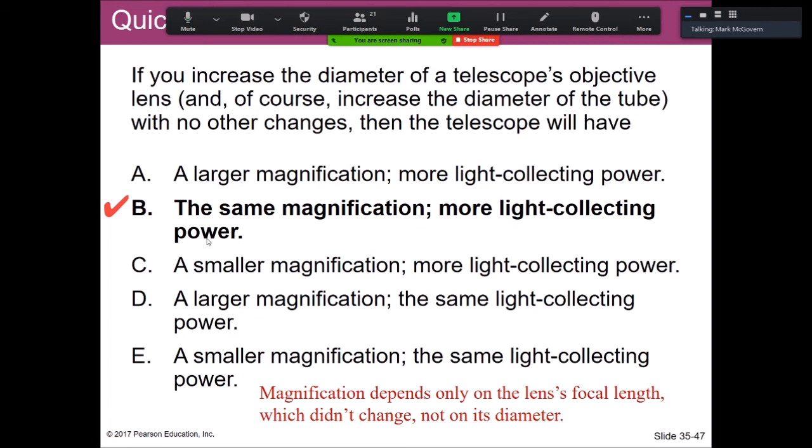But you do collect a lot more light. Your light gathering power increases. Also, the resolving power of your telescope increases as well. But magnification is not determined by the diameter of the objective, unfortunately.